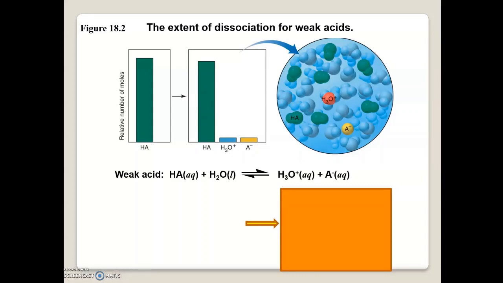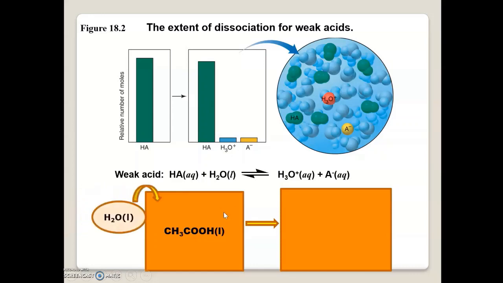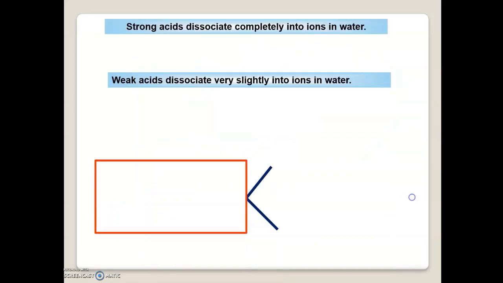If we have HA undergoing dissociation in water, here is an example, acetic acid CH3COOH. After the dissociation occurs and equilibrium is achieved, we have H3O+, we have CH3COO-, and we still have CH3COOH remaining in our reaction vessel. That's the difference between weak acid and strong acid. The same thing happens for strong base and weak base.